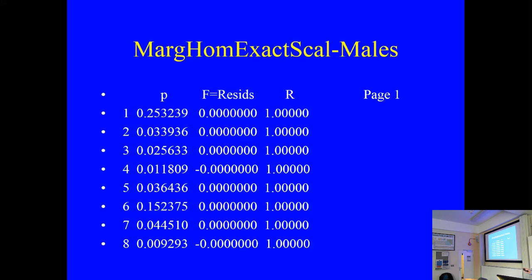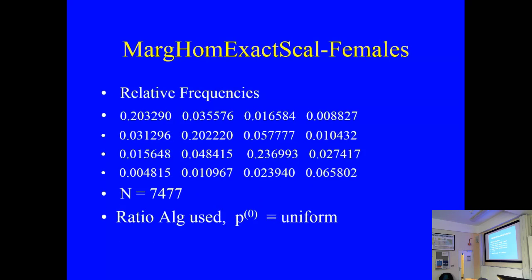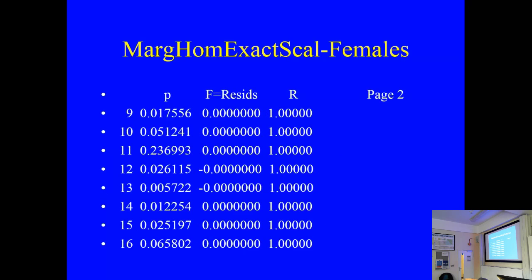I haven't taken a note of the number of iterations, but they were, I think, at most 150 in the examples I considered. So there are 0 residuals, ratios equal to 1 for the first set of the data, and the same again. Here are the females, same story, achieving 0 residuals and ratios equal to 1 fairly easily.